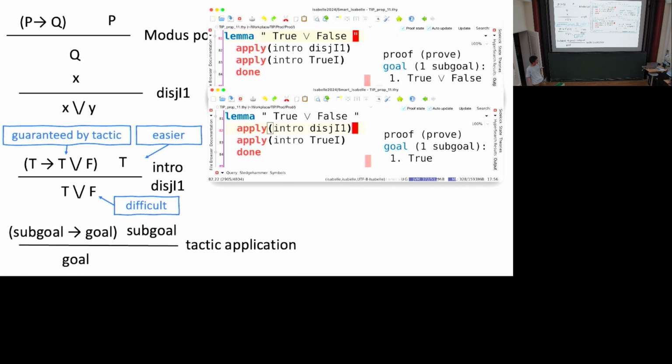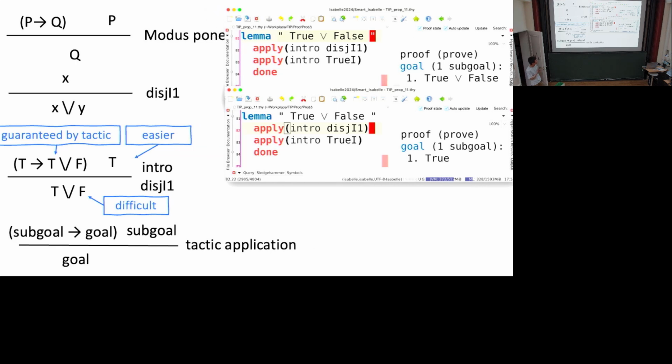So generally speaking, tactic applications can be formulated like this. We have a goal, and we transform the goal into a sub-goal. And internally, this implication was handled by Isabelle.